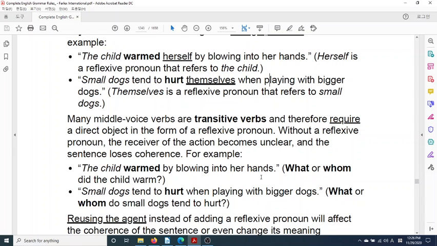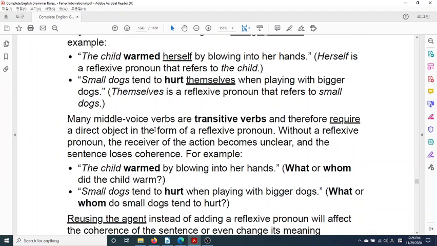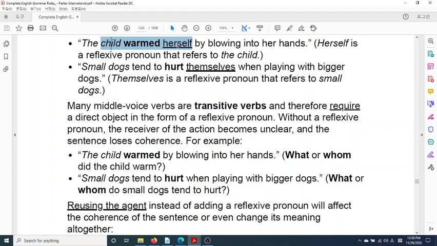As a quick reminder, what transitive verbs means, trans as in meaning across, right, is when the subject is doing this across to an object. The child warmed herself. That's a transitive verb. This is transitive. Versus intransitive, like she sings well, would be intransitive. It's not going across to something.